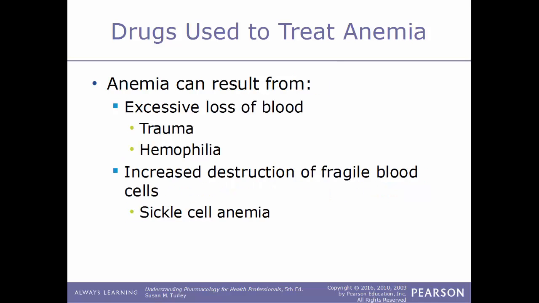Anemia may be the result of some conditions, such as an excessive loss of blood, such as in a trauma or hemophilia. It can also be the result of an increased destruction of fragile blood cells. And a good example of that would be sickle cell anemia.